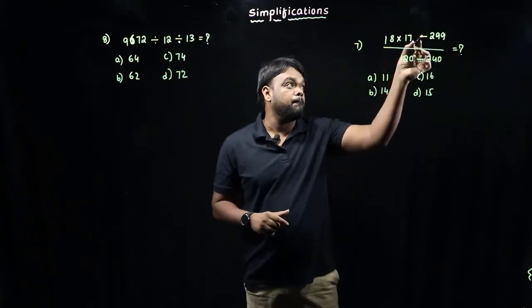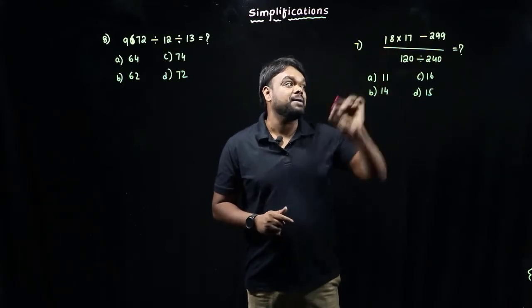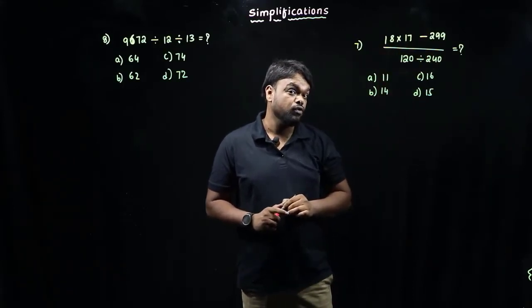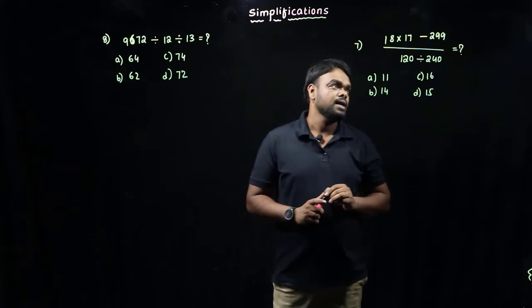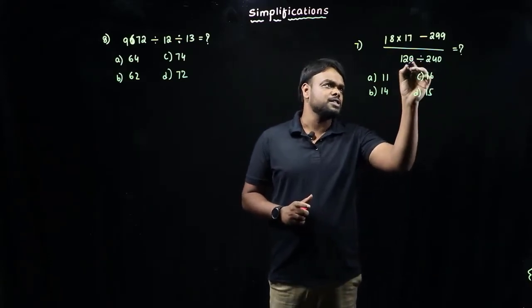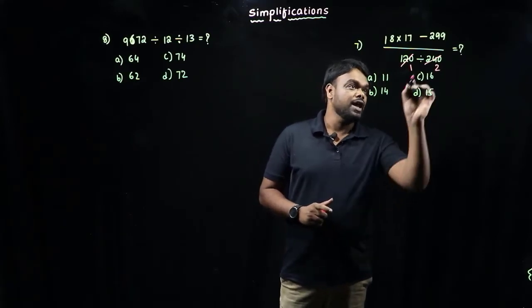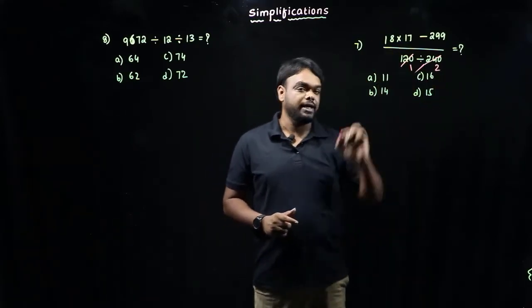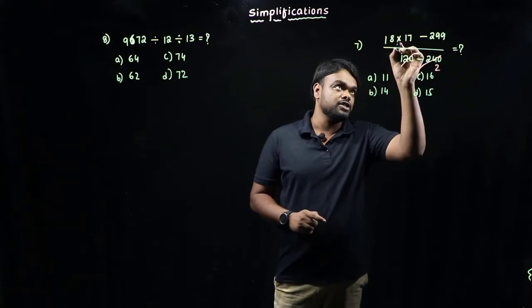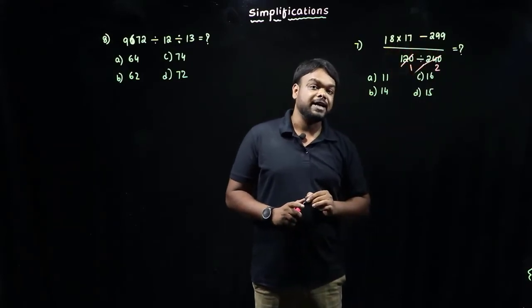Question number 7. Well, again, application of BODMAS. We have subtraction and multiplication. Which one do we go with? We must go with the multiplication first. Well, if you want to deal with the denominator, this is pretty simple. This is 1 into 2, 1 by 2. Right? Now, what do you have in the numerator? First, we have to multiply these two numbers and then subtract 299 from that.